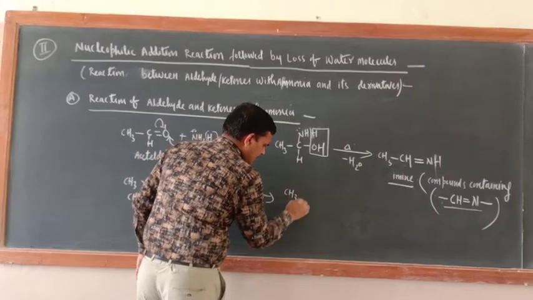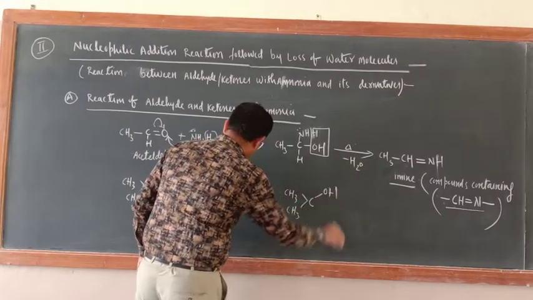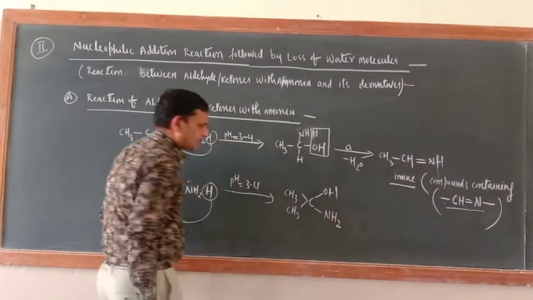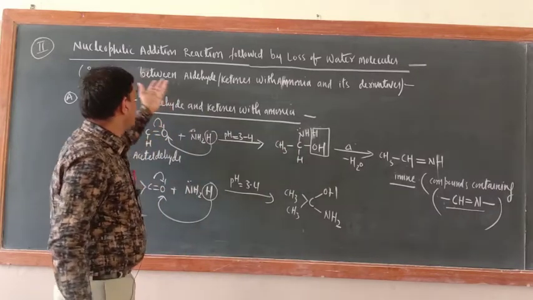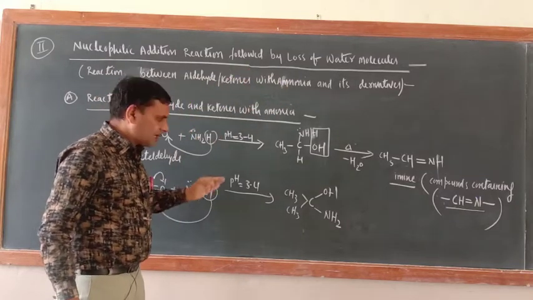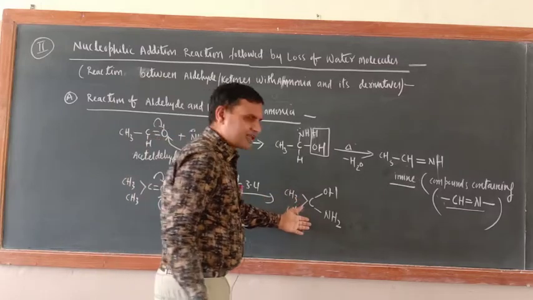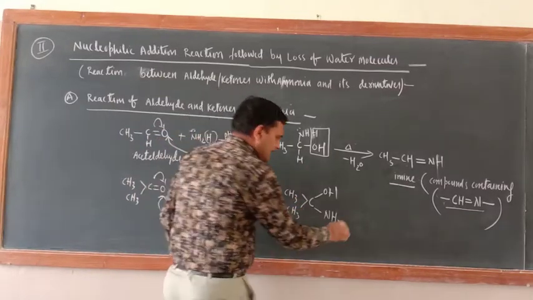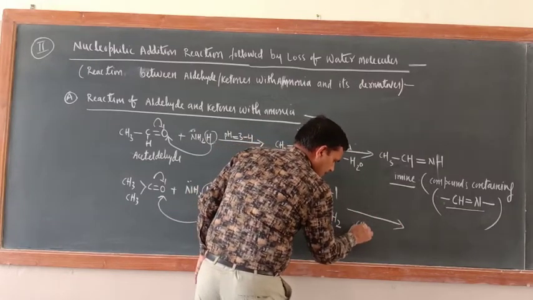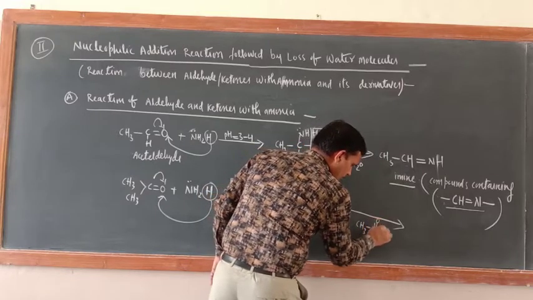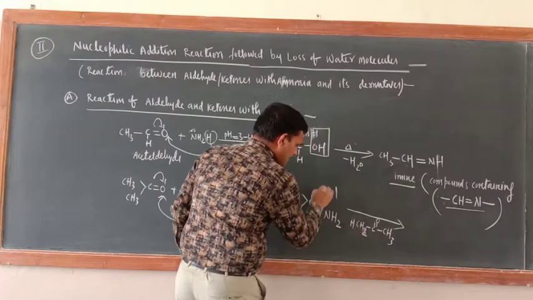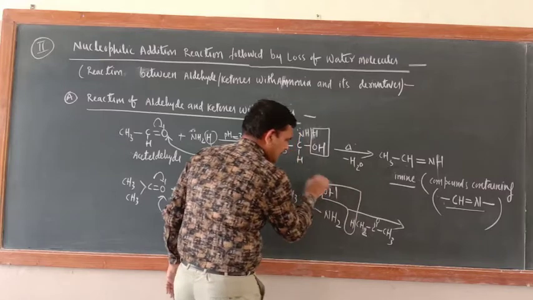CH3, CH3, C, and here OH, here OH, and here NH2, NH2. Now what is written here? Nucleophilic addition reaction followed by loss of water molecules, meaning one water molecule must be lost. Now here the water molecule is not lost as of now. There must be a reaction with another acetone molecule. Acetone is this one, CH3, C double bond O, CH3. So CH3 can be written as CH2 and H. The OH of this one and the H of this one will come out.